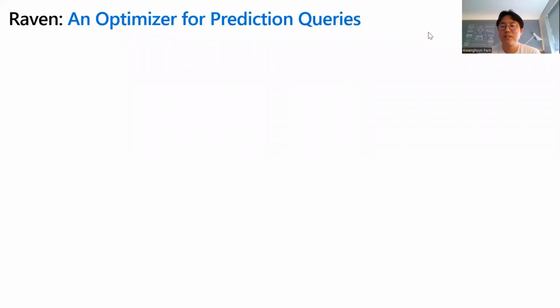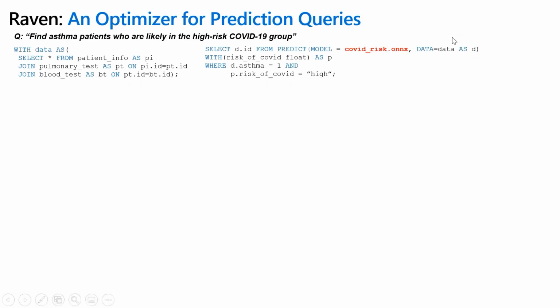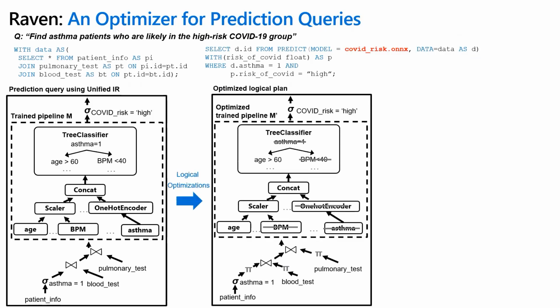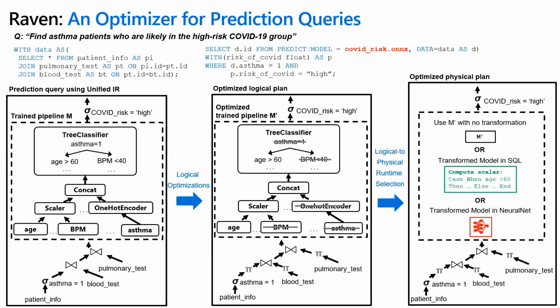Thank you, Konstantinos. Next, I'll briefly go over how Raven works with our running example. Here is an example prediction query that is to find asthma patients who are likely in the high-risk COVID-19 group. Given the unified IR, including both data and ML parts, Raven goes through two major steps. First step is to apply our novel logical optimizations. And the second step is called logical to physical runtime selection.